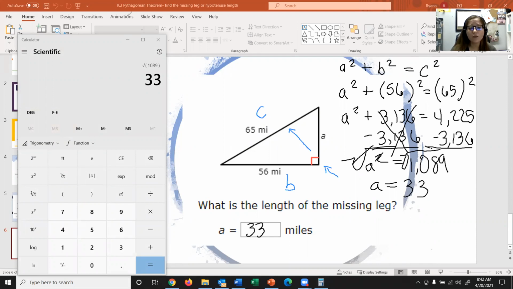You can also check this if you're not sure, using the bigger numbers. Just see what is 33 times 33, and that's going to give you 1,089. And you can also look and say, I have 33 for a, and I've got 56 for b, and then I have 65 for c. I can see that c is my biggest number, which is the hypotenuse, and so this would give us the correct answer.